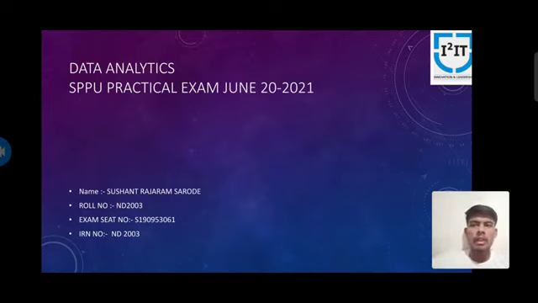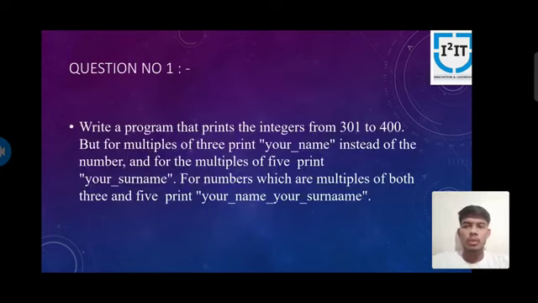I will explain my problem statement and its program. This is my first question: write a program that prints integers from 301 to 400, but for multiples of 3 print your name instead of the number, and for multiples of 5 print your surname. For numbers which are multiples of both 3 and 5, print your name and surname.